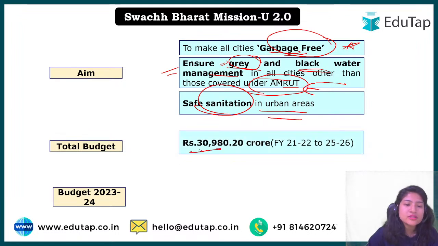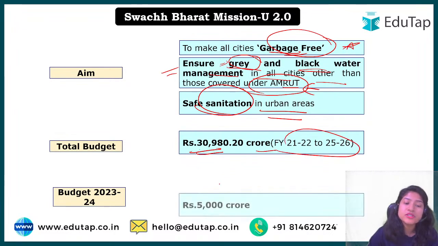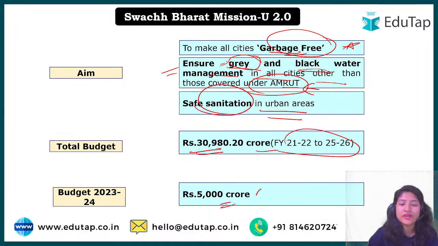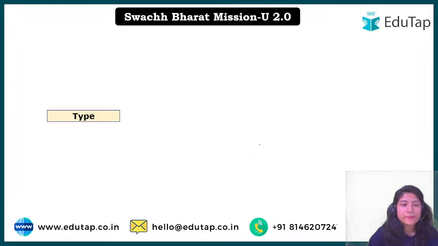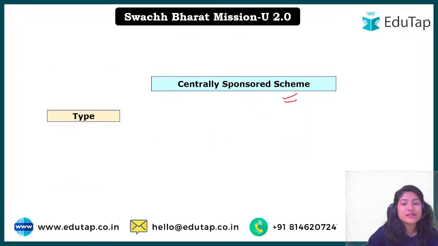The total budget of it is rupees 30,980.20 crore for the financial years 21-22 to 25-26. And the budget for this particular year, and very important, this year's budget is important from the examination point of view, is rupees 5,000 crore. Okay, now type. It is a centrally sponsored scheme.